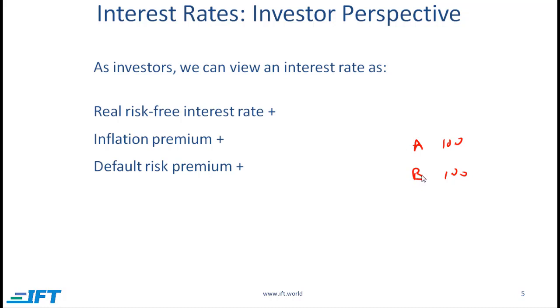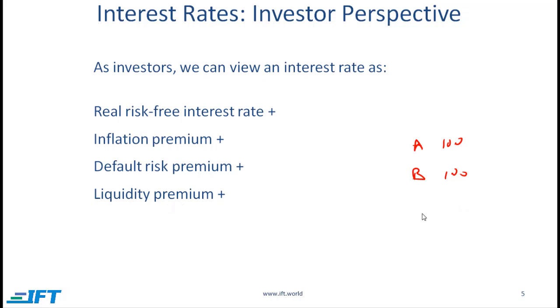Then you might demand a higher return from B because of that risk of default. That additional return that you will demand from B because of the risk of default is called the default risk premium. Next, we have liquidity premium. This is the premium an investor demands because of the lack of liquidity of an investment.